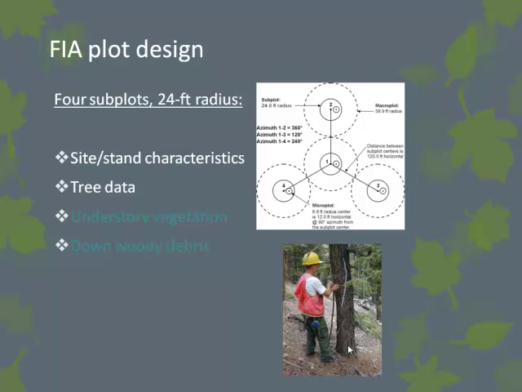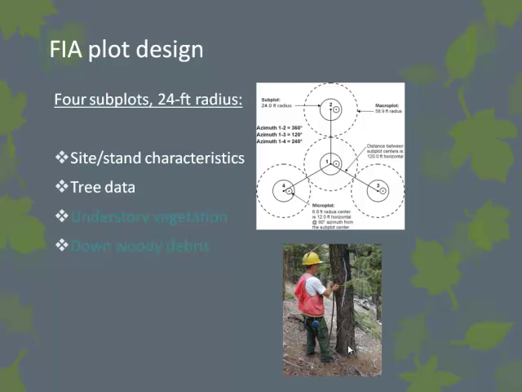First, we have general site and stand characteristics, such as slope, aspect, elevation, forest type, size class, stand age, and several other things. We actually tally every tree larger than 5 inches on each subplot and do the standard suite of forestry measurements. Then we also do understory vegetation data collection, including height classes and percent cover. And then we do downwoody debris transects.